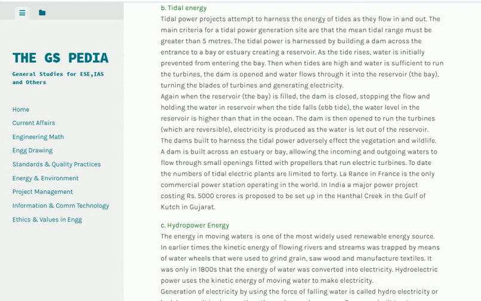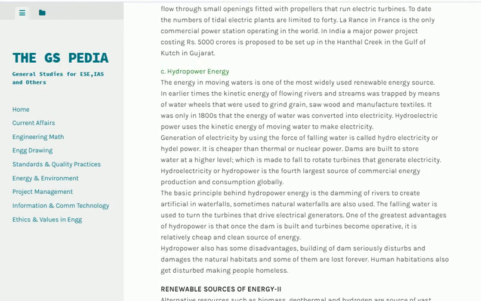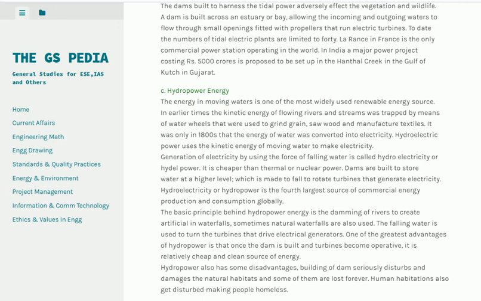C. Hydropower energy. The energy in moving waters is one of the most widely used renewable energy sources. In earlier times, the kinetic energy of flowing rivers and streams was trapped by means of water wheels that were used to grind grain, saw wood and manufacture textiles. It was only in the 1800s that the energy of water was converted into electricity. Hydroelectric power uses the kinetic energy of moving water to make electricity. Generation of electricity by using the force of falling water is called hydroelectricity or hydropower. It is cheaper than thermal or nuclear power.